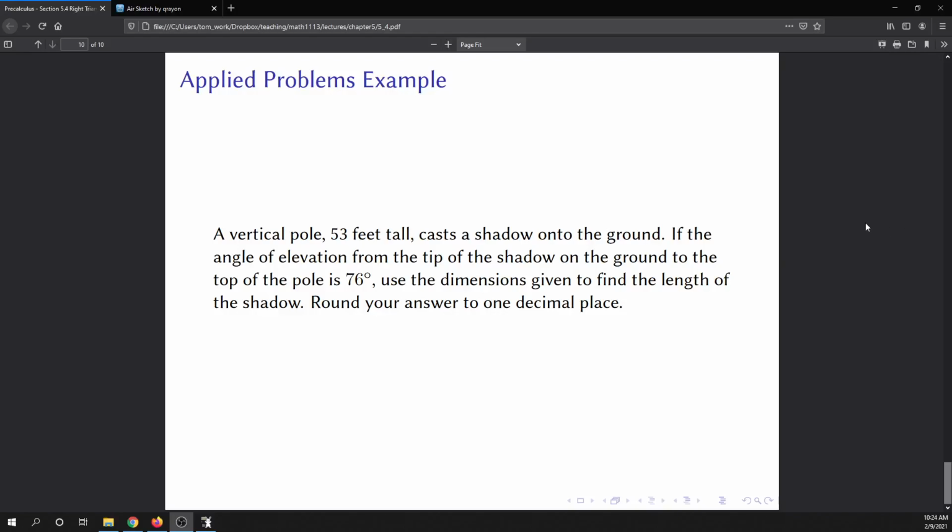In this video, we are going to give another example of an applied problem. It says a vertical pole 53 feet tall casts a shadow onto the ground. If the angle of elevation from the tip of the shadow, on the ground, to the top of the pole is 76 degrees, use the dimensions to find the length of the shadow. Round your answer to one decimal place.